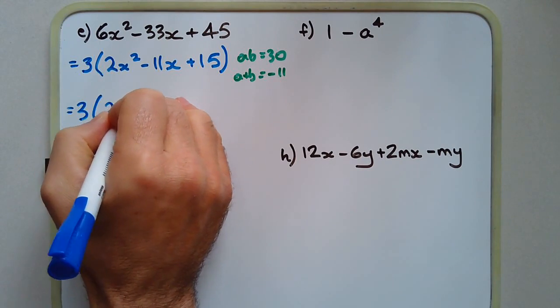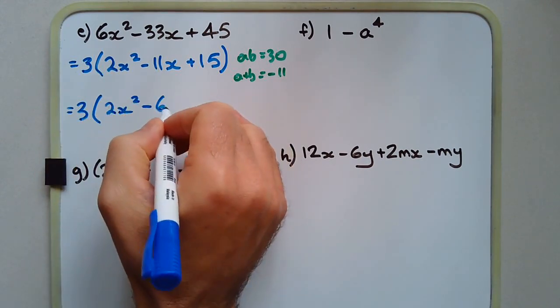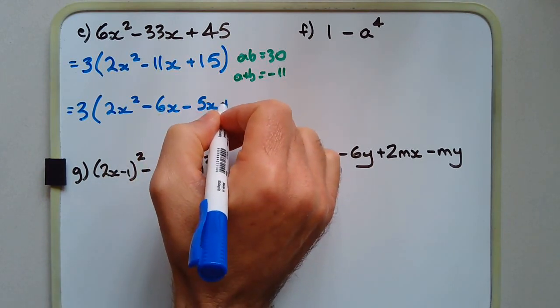So we end up with 2x squared minus 6x. I might have to be careful which order you do this. Minus 5x plus 15.